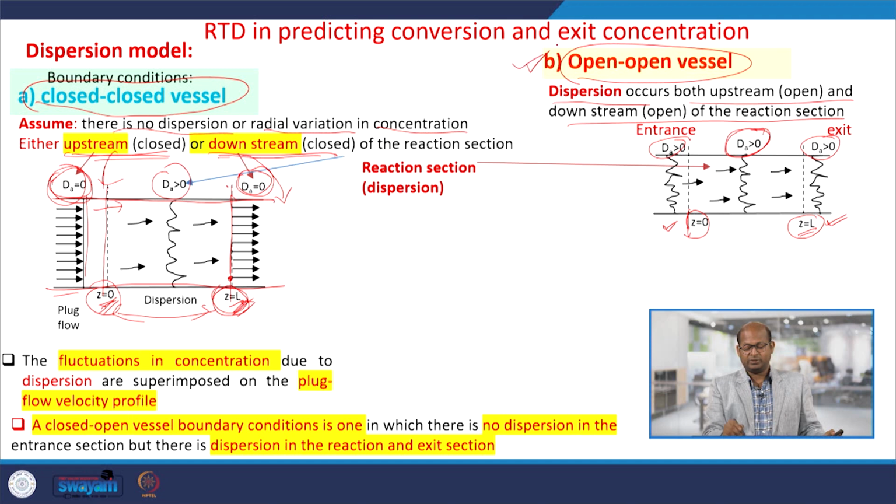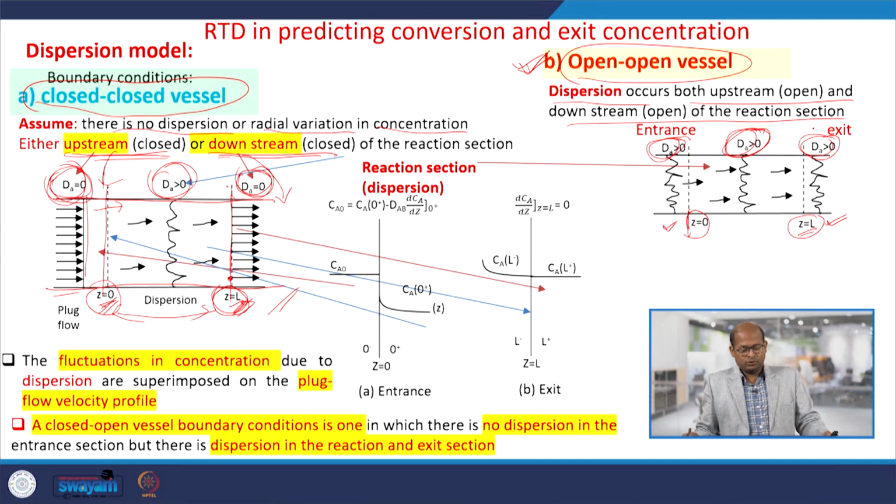This type of boundary condition is what we have to develop. So, these are the assumptions: this is for the open vessel and this is the closed vessel system. Here, only in this region dispersion is there and in the rest of the part there is no dispersion. Here, everywhere you can see dispersion is there.